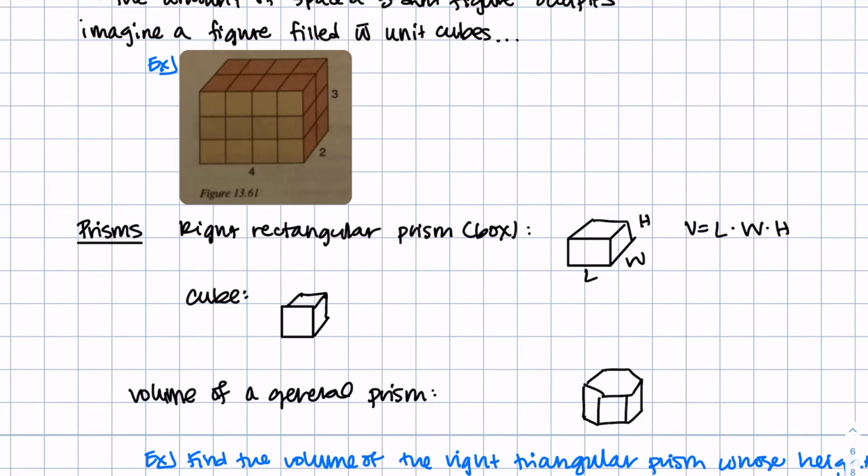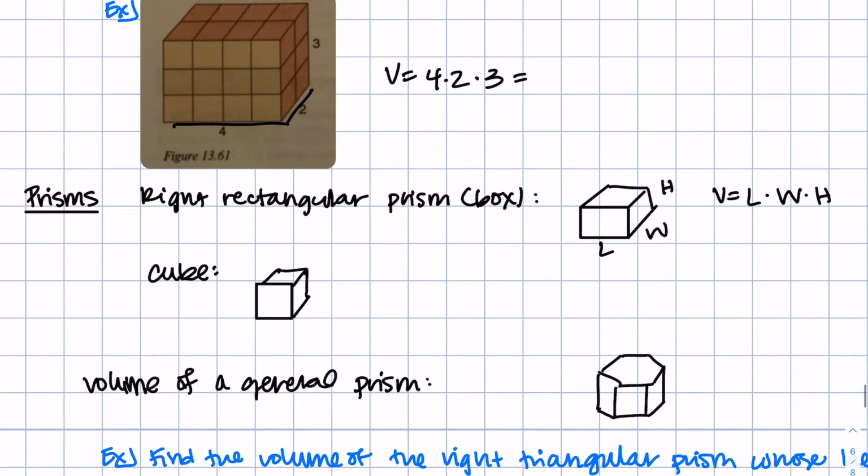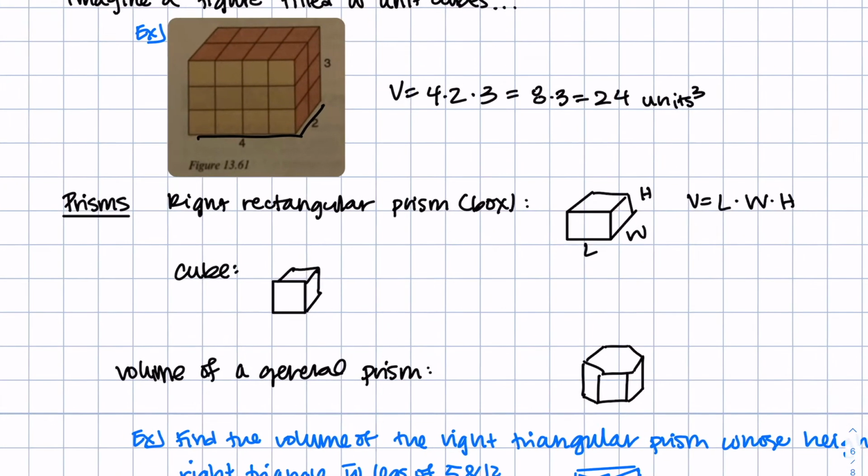So if we were to count this up, in the base here of this box, there would be 4 times 2 rectangles, which is 8. And then we would stack that up 3 times. So that would be multiplied by 3. And so in this case, we get 8 times 3, which is 24 units cubed in that example.